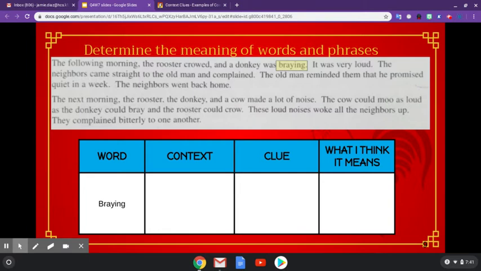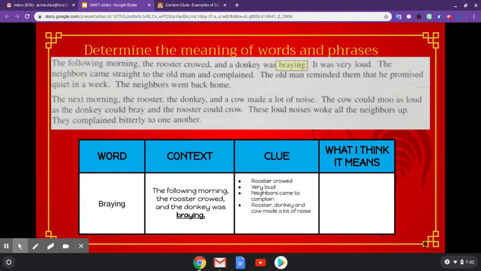The next word is braying. So we have the word braying in the context. The following morning, the rooster crowed and the donkey was braying. You also have braying somewhere else in the text right here, as the donkey could bray and the rooster could crow. So I want you to think about that. Our clues are the rooster crowed very loud. Neighbors came to complain. The rooster, donkey, and cow made a lot of noise, and the cow mooed, donkey brayed, and the rooster crowed. What do I think it means? To make a loud noise, maybe a donkey would make because it was connected with the donkey.